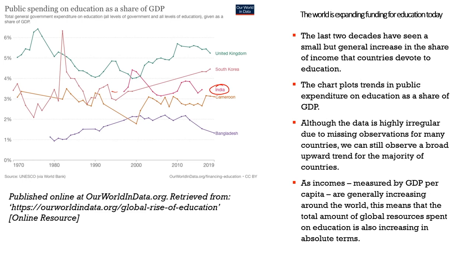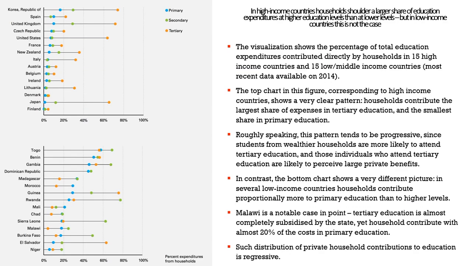The data is highly irregular due to missing observations. But as incomes measured by GDP per capita are generally increasing across the world, this means that the total amount of global resources spent on education is also increasing in absolute terms. That also means that today we live in an educated world, and the amount of resources that we are spending on education has been increasing by leaps and bounds.